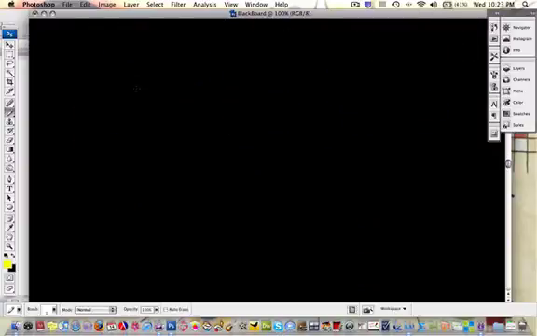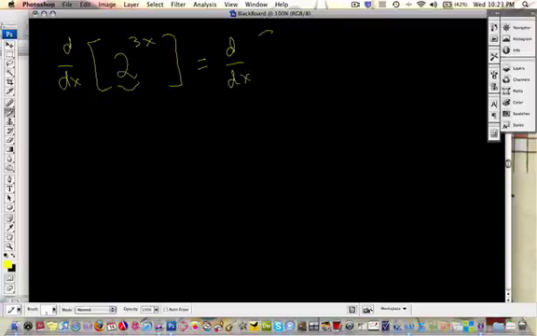Derivative of 2 raised to the 3x power. I'm first going to rewrite my 2 as e to some power, like I did in the other one. Write that as e to the ln 2, right? That's what 2 is. And this is raised to the 3x.